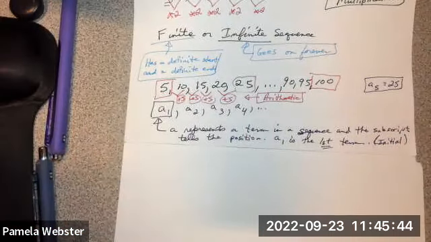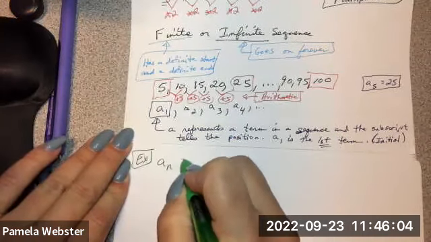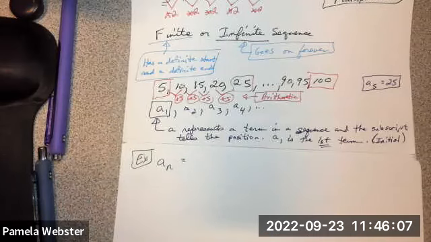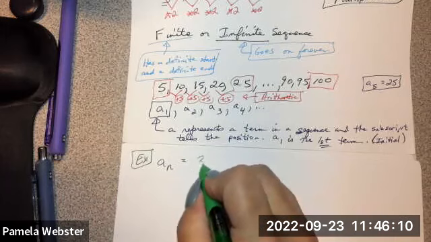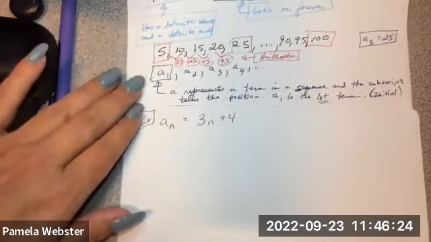Okay. So this is what the notation looks like. So you might see them talking about a sub n, for instance. Okay. Well, a sub n is a little bit different. What the a sub n means is the nth guy. Okay. So here's one. Let me give you an example. A sub n is equal to, we're going to say 3n plus 4. Okay. A sub n is equal to 3n plus 4. And what we want to do is just write the first 4 terms of this sequence.